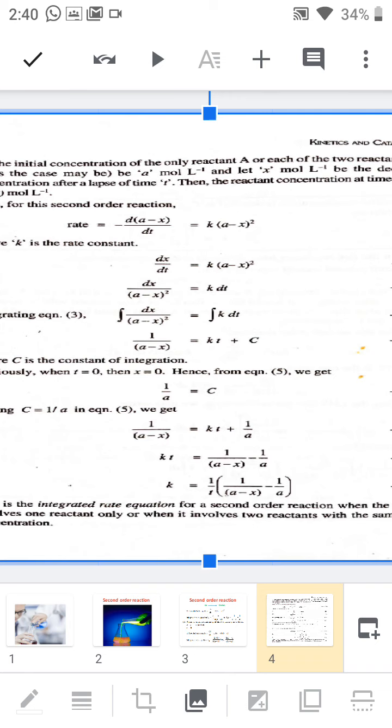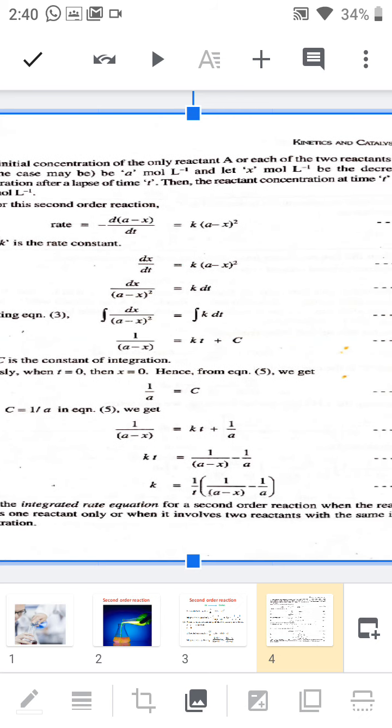After rearranging, we get kt equal to 1 by (a minus x) minus 1 by a. If we move the term t to the right hand side, our equation becomes k equal to 1 by t into [1 by (a minus x) minus 1 by a]. This is the integrated rate expression for the second order reaction having only one type of reactant.